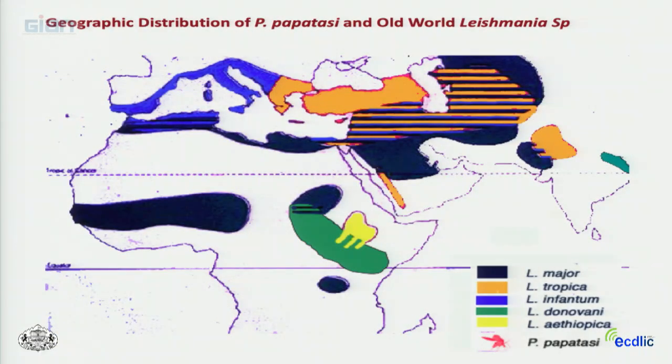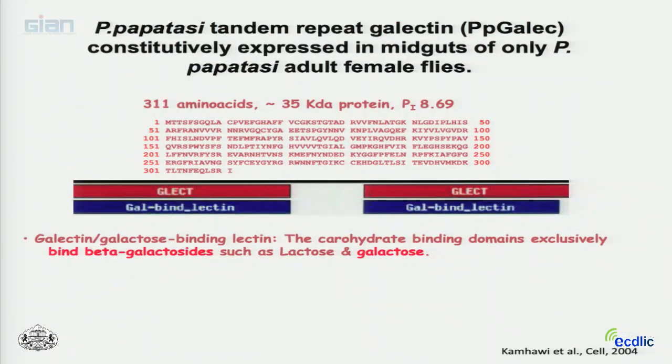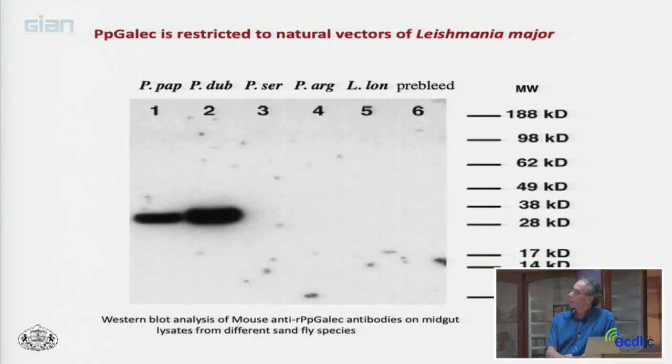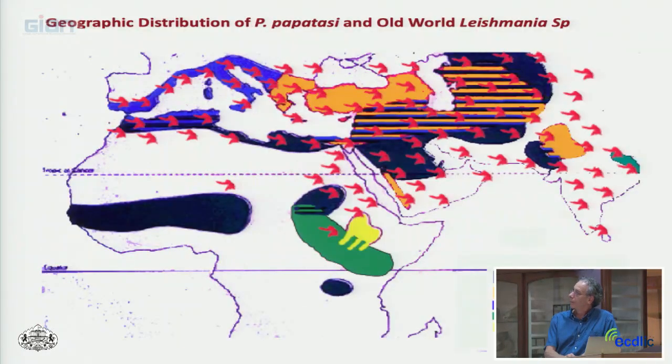Okay, so we're going back to now we're just going to look at the nature of the parasite recognition site on this Phlebotomus papatasi. So just to remind you that Phlebotomus papatasi will only transmit Leishmania major in these regions in black.